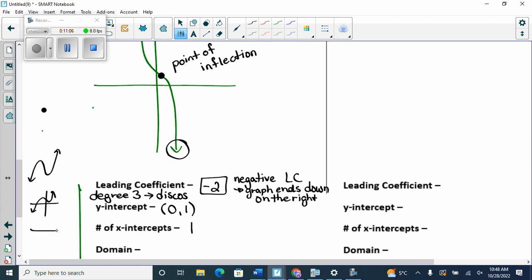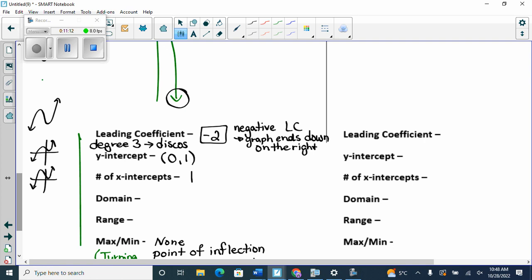I could cross through twice, but I'd have to have a point of tangency where it bounces. So this touches here and here, so that's twice. This is once, or I could have 3. Right? So actually a degree 3 has at minimum 1, but it has at maximum 3. The maximum number of x-intercepts is equal to the degree.